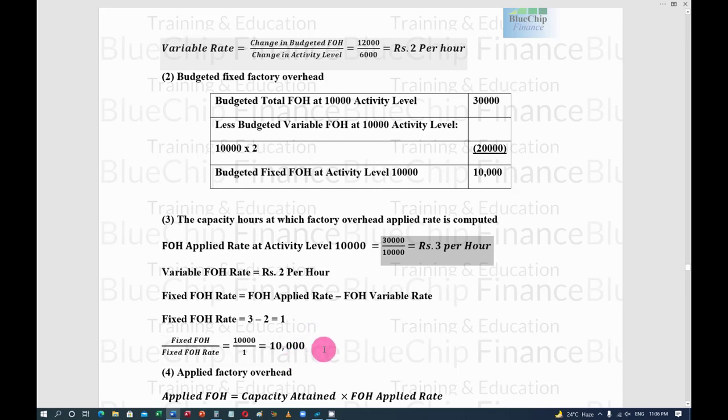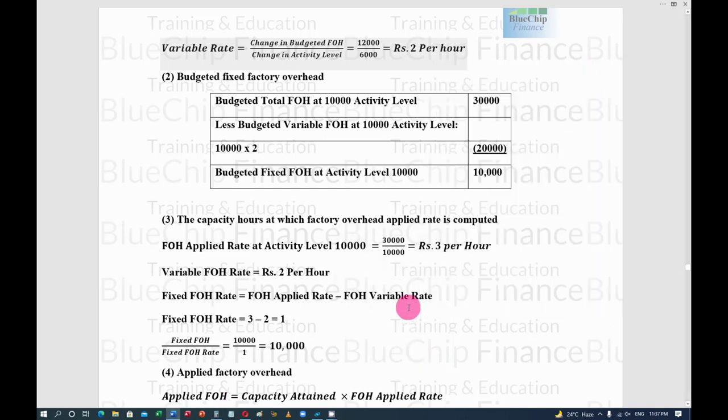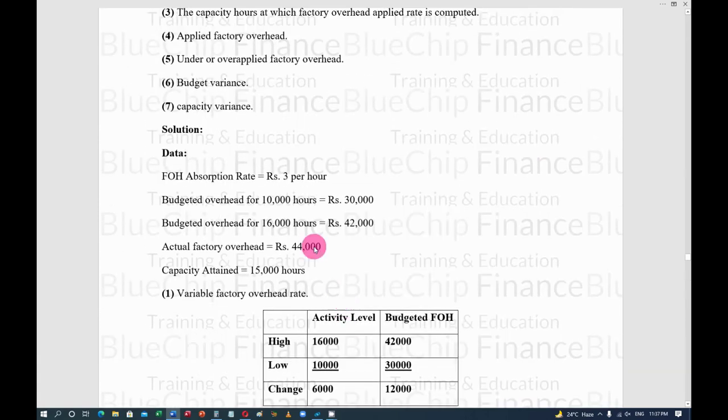In multiple ways you can calculate. If you have total FOH, as I already described, 30,000 is total FOH and the activity level is 10,000 and the absorption rate is 3. So obviously it is calculated on the basis of 10,000 and the variable rate is 2. On the other hand, you can calculate the fixed FOH rate also. So the fourth requirement is applied factory overhead.